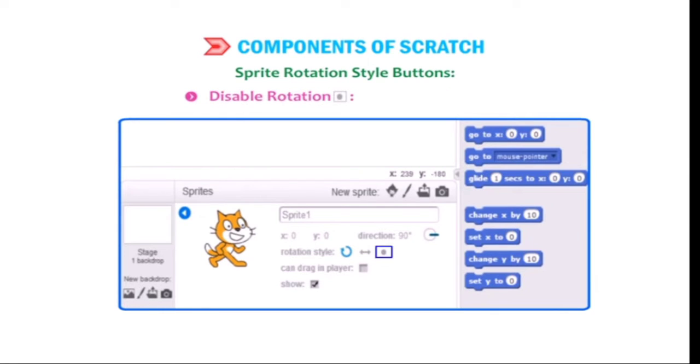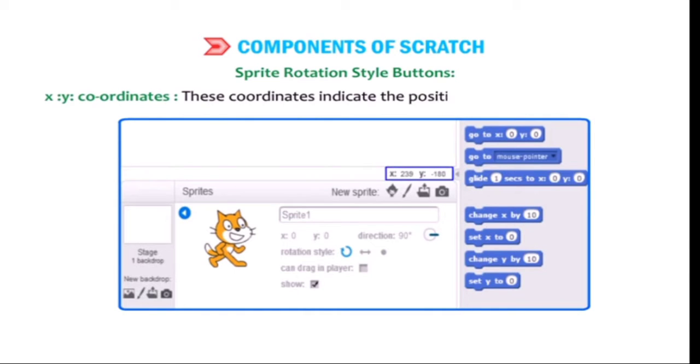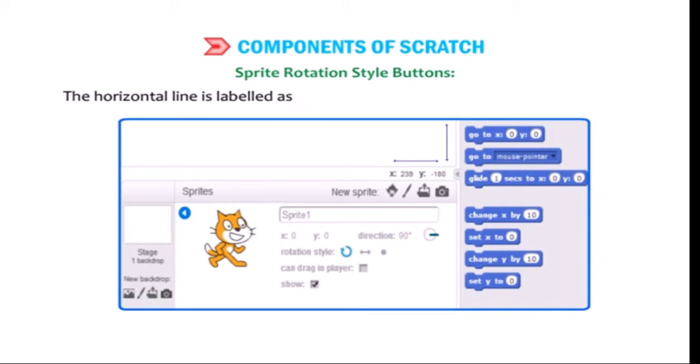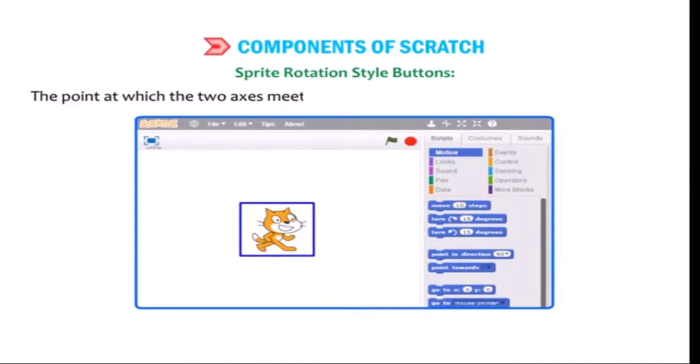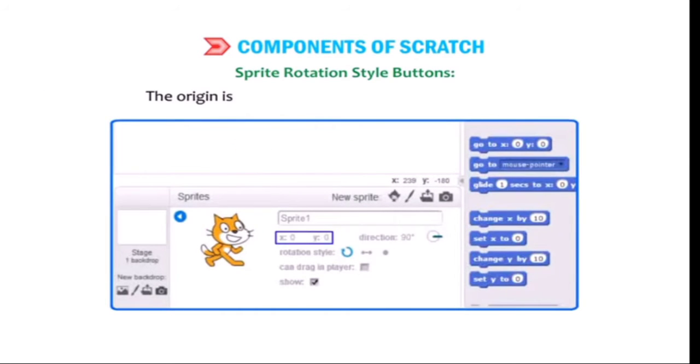Linear arrow. The linear arrow enables a sprite to only face left or right. Disable rotation. It disables rotation. The sprite will remain facing 90 degrees no matter what. XY coordinates. These coordinates indicate the position of a sprite on the stage. The horizontal line is labeled as x-axis and the vertical line is labeled as y-axis. The point at which the two axes meet is the center of the stage and is known as origin. The origin is represented by x equals 0 and y equals 0 coordinates.